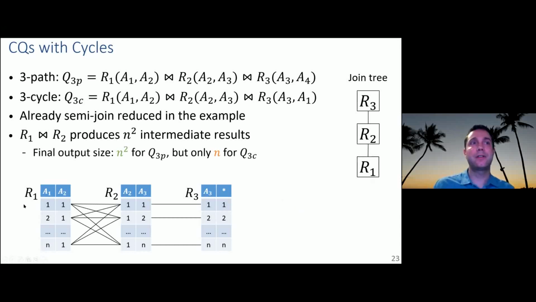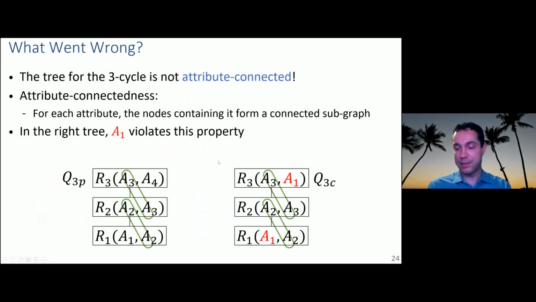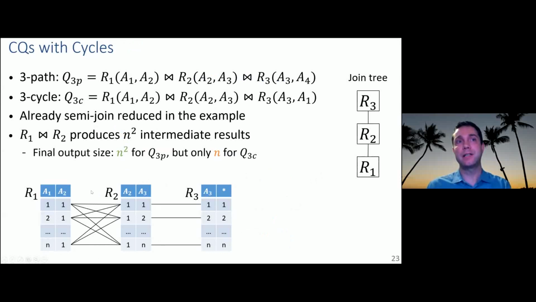turns out that everybody from R1 joins with everybody from R2, creating n-squared intermediate results. Now that's not a problem for the path query because it turns out they're n-squared final results anyway, n-squared paths. So that intermediate result, like in the example I showed you before, is not larger than the final result. But for the 3 cycle, like the triangle, it turns out that there are only n results in the end. Oops. And that means we have an intermediate result that is n-squared, even though there are only n results in the end. So what happened?